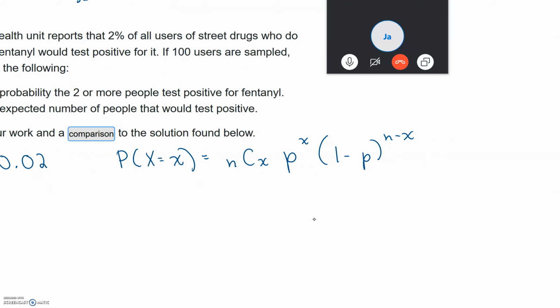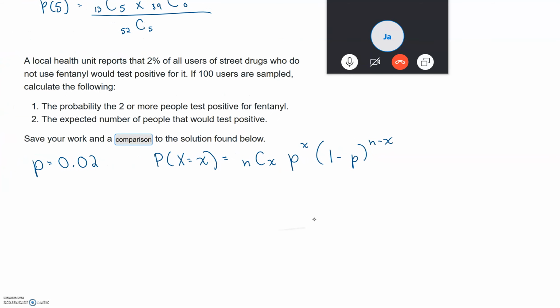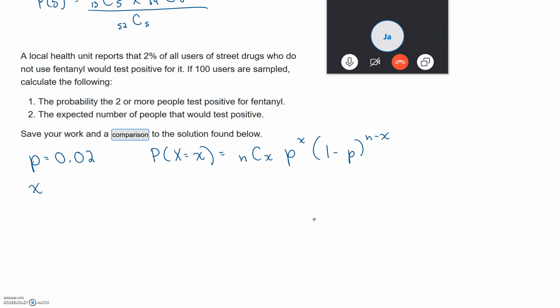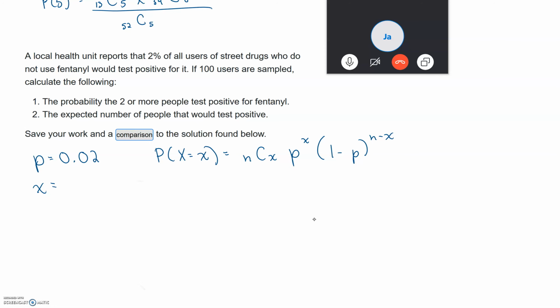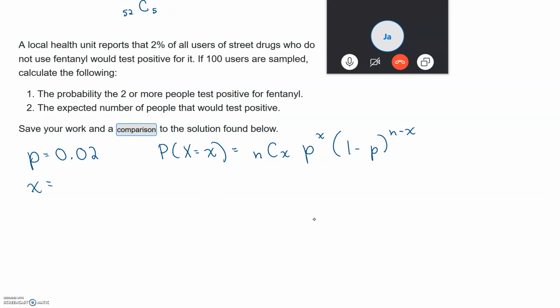Okay, so we're going to label our variables here. We have P. What is our X? What are they looking for? What do they want? The probability that? Right, so 2% of all users of street drugs who do not use fentanyl test positive. If 100 users are sampled, what is the probability that 2 or more people test positive? What does 2 or more mean? 2 all the way to 100. That's a lot of calculations, right? Okay, it's okay. We'll write that down. That's just our X value.